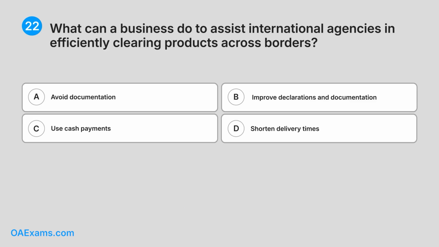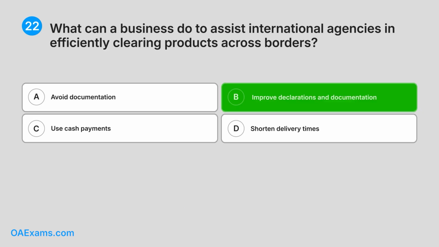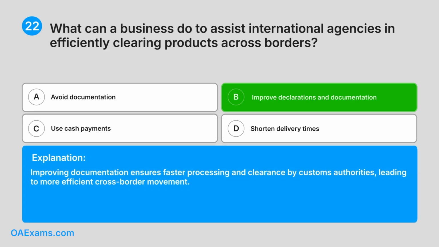Correct answer. B. Improve declarations and documentation. Explanation. Improving documentation ensures faster processing and clearance by customs authorities, leading to more efficient cross-border movement.